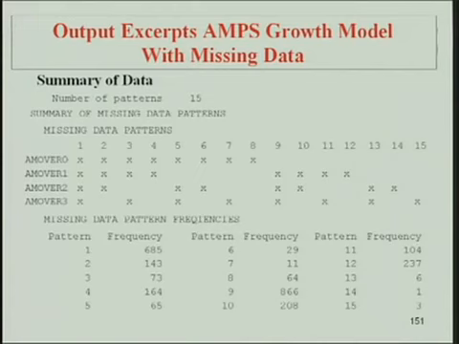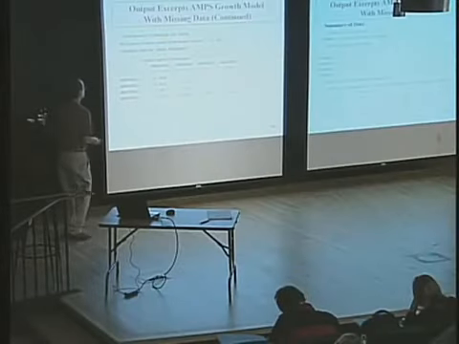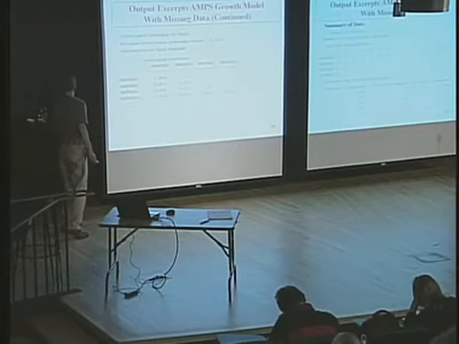685 have complete data, that's pattern 1. And pattern 8, for instance, is you're only there for the first time point, but you're never there again, and there are 64 such people. We can take a close look at these patterns as we go further. You also get covariance coverage. So try to figure out what that means.